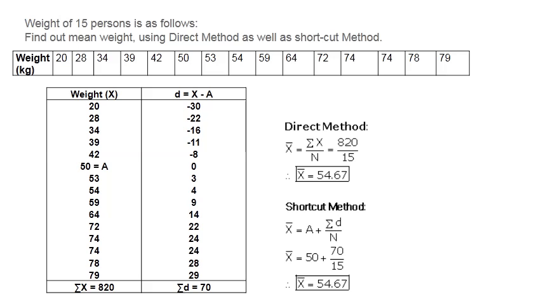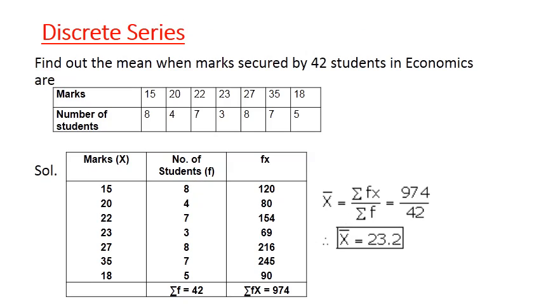So we will get the deviation from assumed mean. The summation of d is equal to 70, and here mean x bar is equal to a plus summation of d divided by n. A is equal to 50 plus summation of d, which is 70, divided by 15, which is equal to 54.65. This is how you can use the shortcut method or assumed mean method.